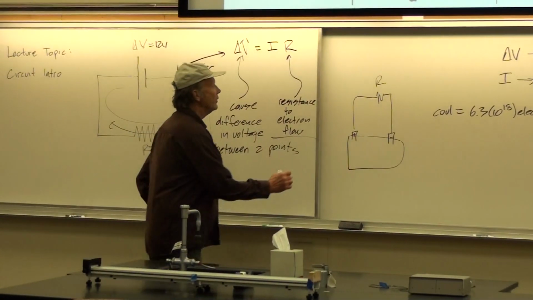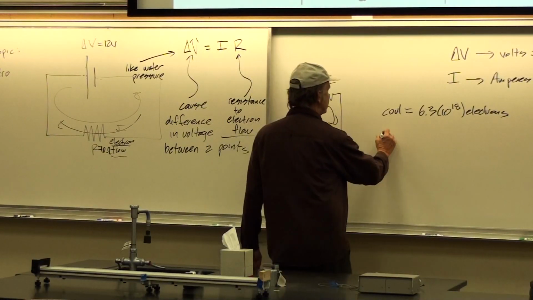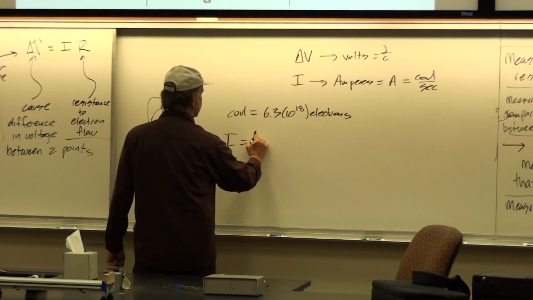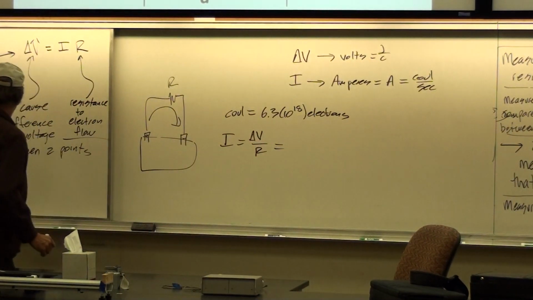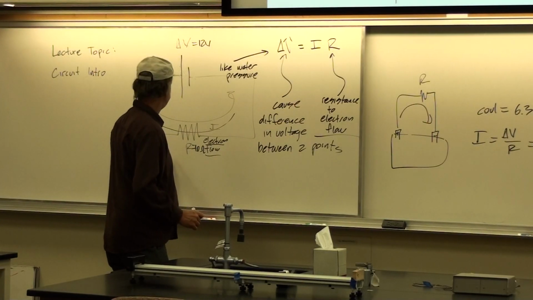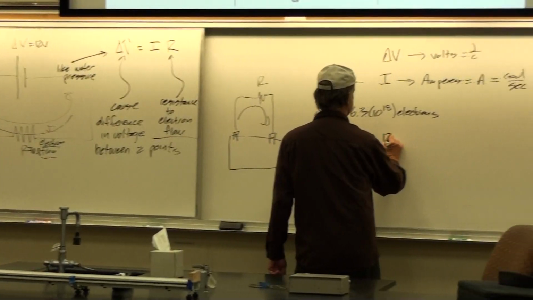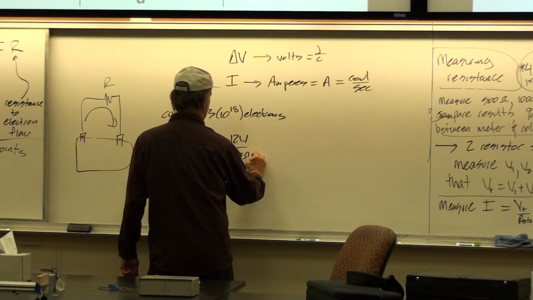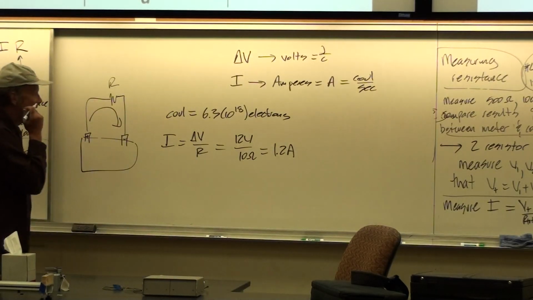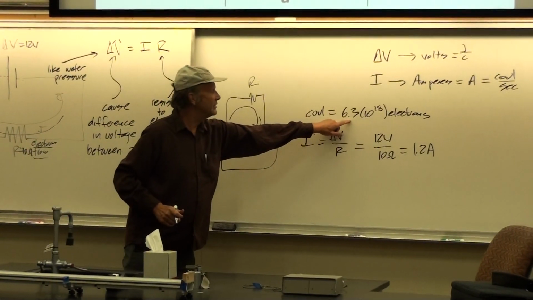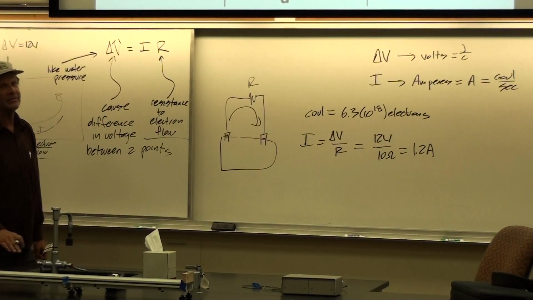Okay, and so the current then would flow. So let's figure out what the current would be in this situation. I then would be delta V over R. And so we have a value here for R, 10 ohms, and for delta V, that's 12 volts. So that would give us 1.2 amperes. Okay, so that would be 1.2 times 6.3 times 10 to the 18th power electrons crossing that given area in a given time.